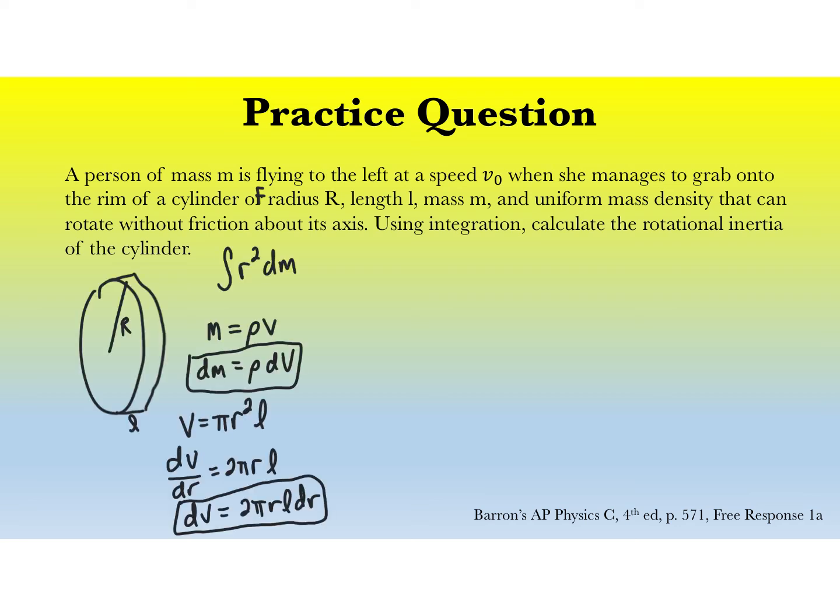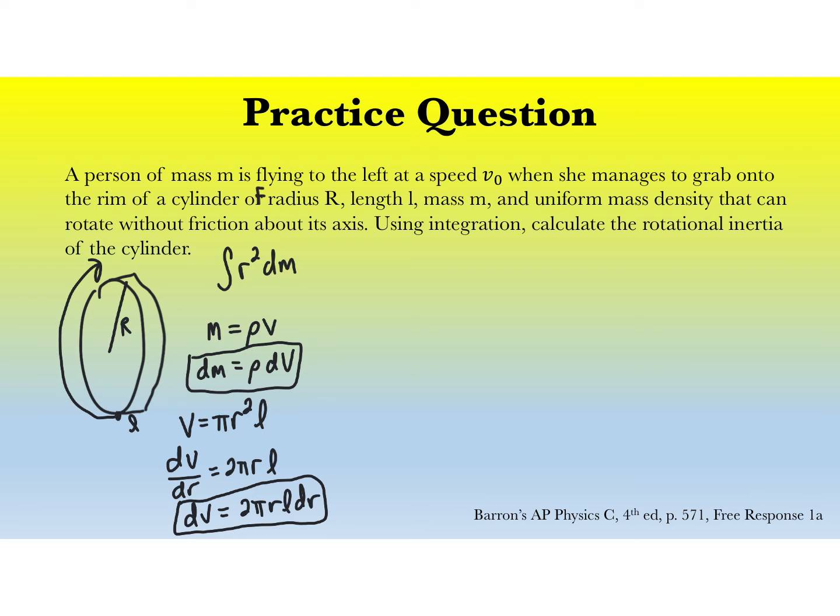So here's the cylinder that is being grabbed onto. This person is running, they grab that cylinder, presumably somewhere near the bottom here, and then rotate up to the top, and then spin around and have a lot of fun. So we want the rotational inertia of that cylinder. We can start with our integral for rotational inertia, the integral of r squared dm. Now integrating with respect to mass doesn't really make a whole lot of sense, and so we want to convert this into values that do make sense for us.